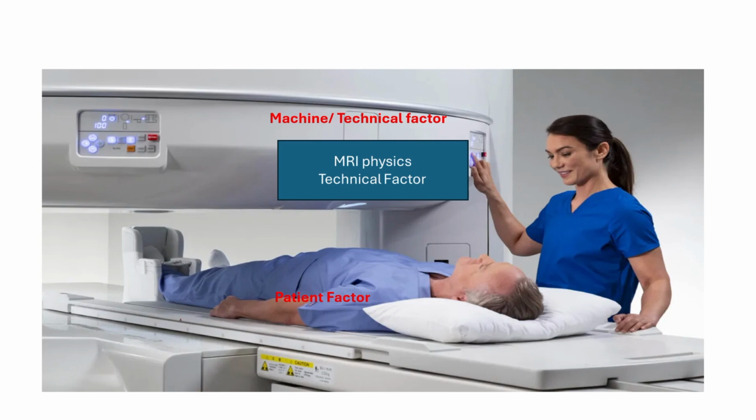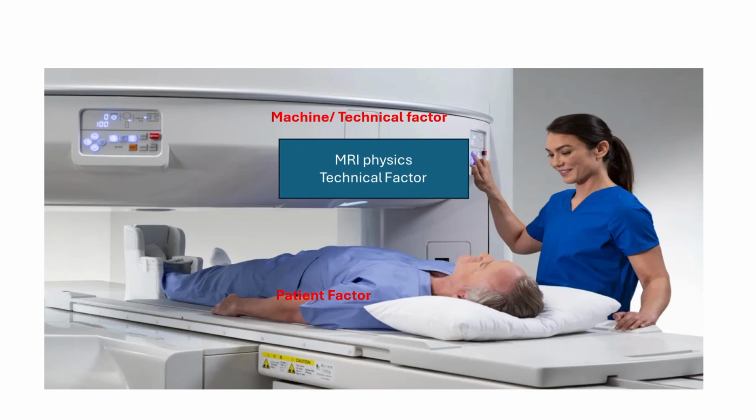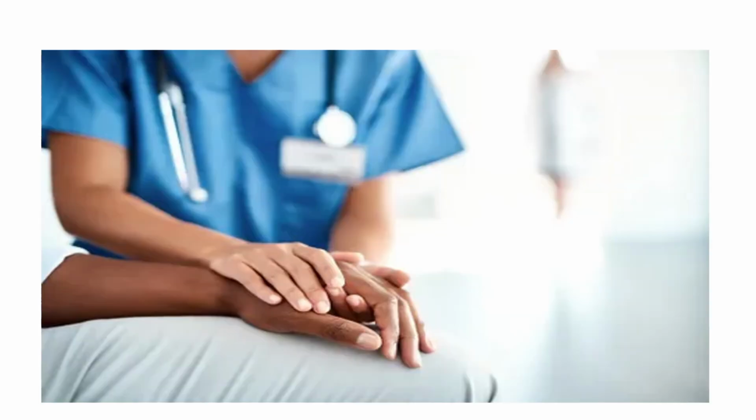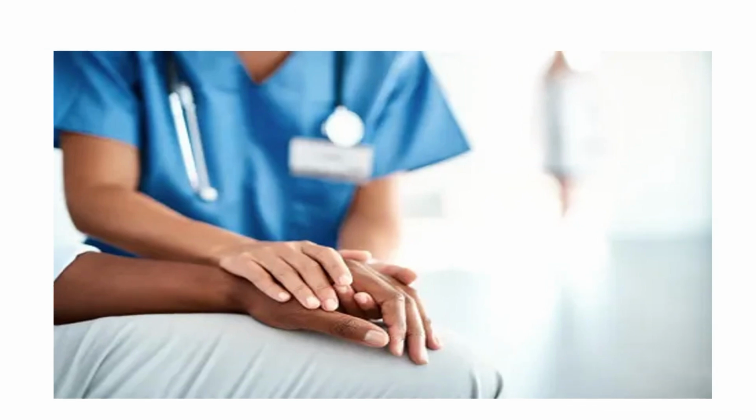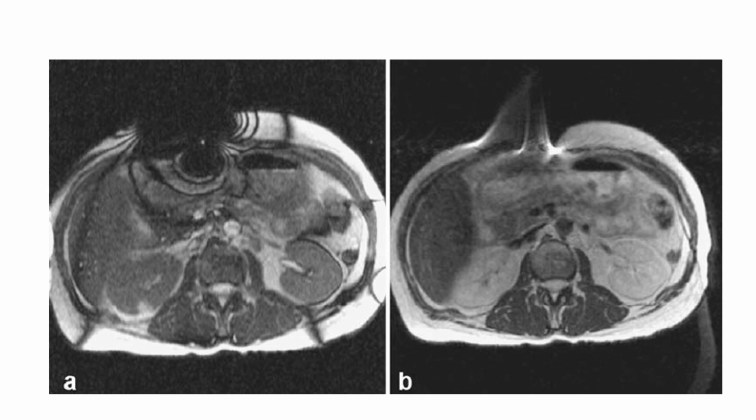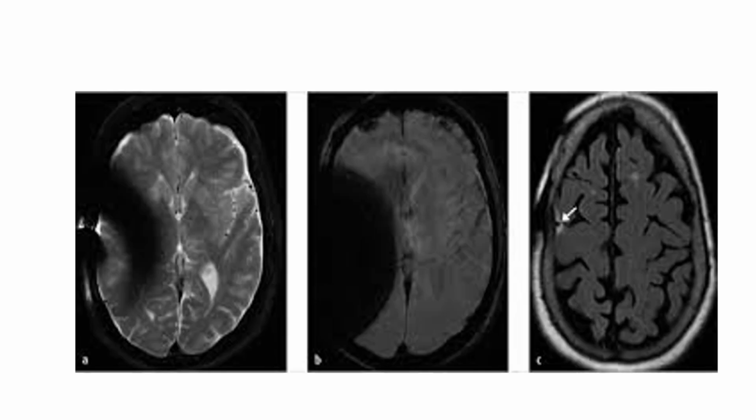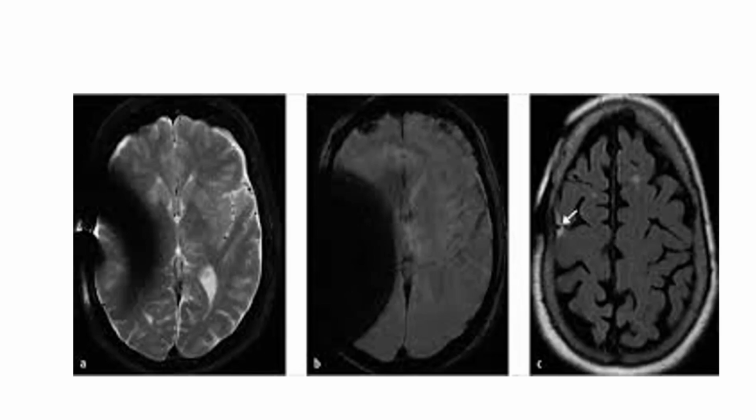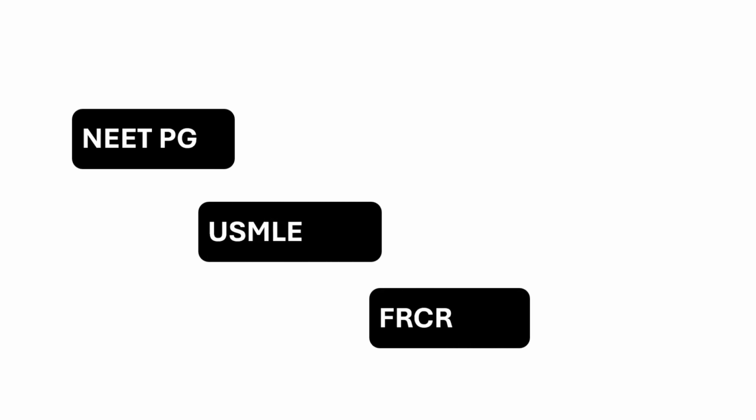Machine related causes are the physics of MRI and technical errors. The physics includes the complex interactions of magnetic fields, radio frequency pulses, and tissue properties, whereas the technical includes scanner hardware, sequence design, or reconstruction error. Whereas patient factors include motion of the patient, implants, or physiological processes like blood flow. These are the causes of MRI artifacts, whereas the clinical importance is that they can reduce the clarity of the image and mislead the diagnosis. Artifacts are the most commonly asked question in NEET PG, USMLE and FRCR. So their recognition is key.